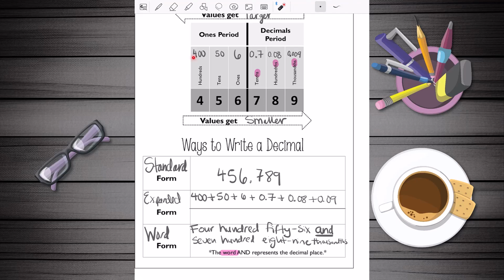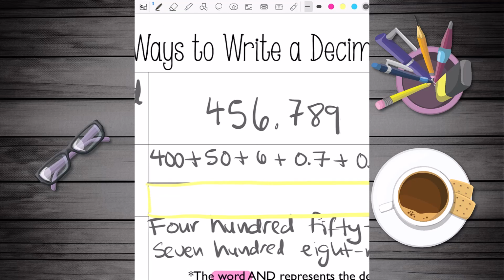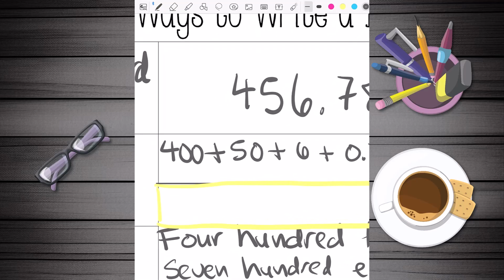Oops, I see a mistake there. I did not write 9 thousandths correctly. Do you notice what's missing? There's an extra 0 that's missing. I hope you're listening. Go ahead and put that extra 0 in. Fix my mistake.